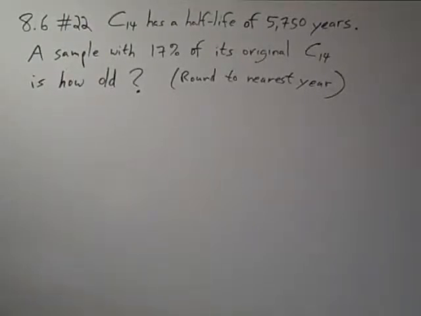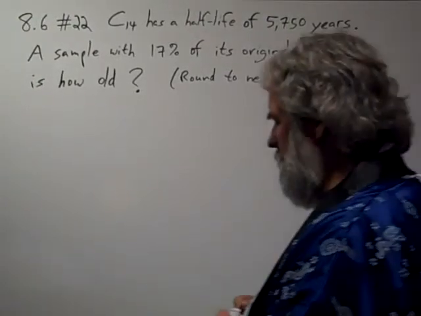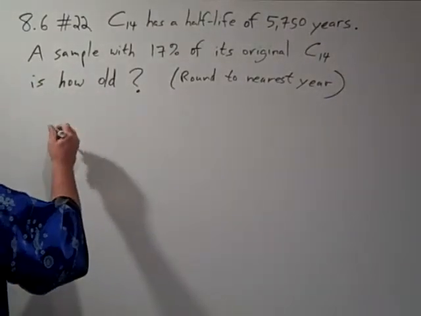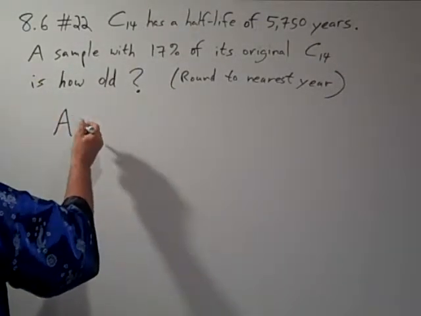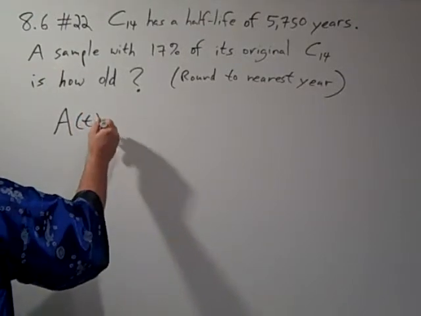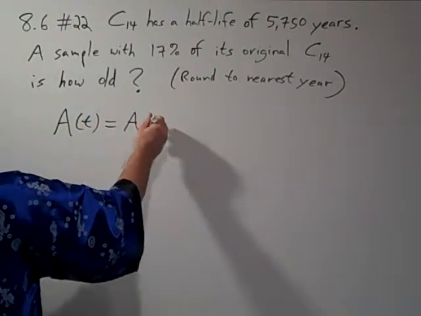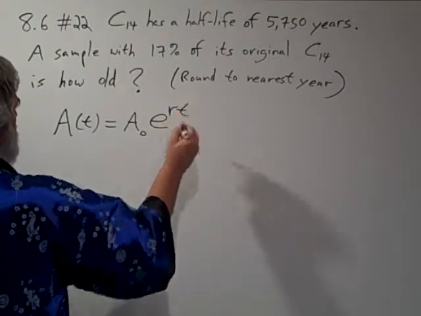Carbon-14 has a half-life of 5,750 years. A sample with 17% of its original carbon-14 is how old? Round off your answer to the nearest year. Okay, so the amount of carbon-14 left after t years will be the initial amount times e to the rt.